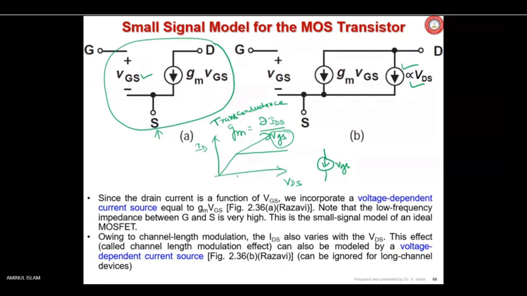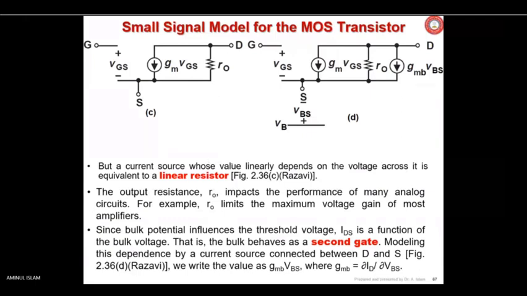So to capture the CLM, another current source is shown here. It is a voltage controlled current source, and the controlling voltage here is VDS. It is proportional to that. But we know that a current source whose value linearly depends on the voltage across it is nothing but a linear resistor. So that current source which was proportional to VDS is removed and a resistance is put. Now we are gradually drawing the small signal model of the MOSFET. So this RO is capturing the behavior of the MOSFET called CLM, the channel length modulation effect.